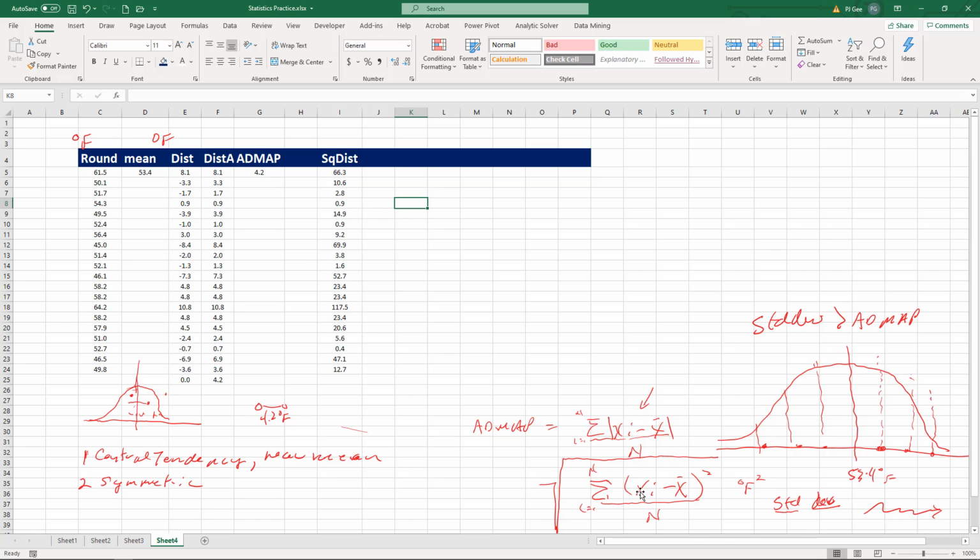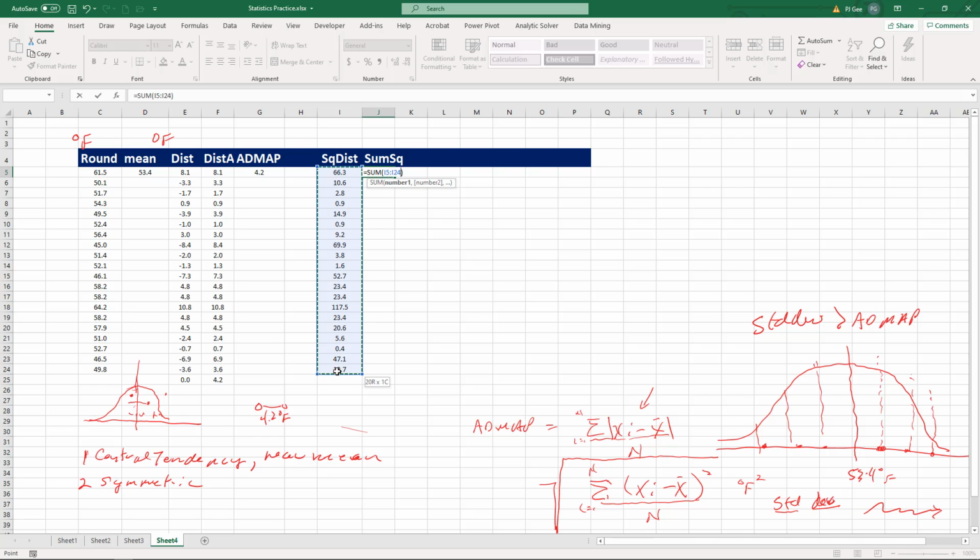So we have the square. We have all the squares. We squared them all. We have to add them all up. So we're going to do the sum of the squares, and that's just going to be equal to Alt Equals, which is a shortcut for that. It's not going to guess correctly. We have to grab the column by hand, put it in there. So the sum of all these squares is 507.